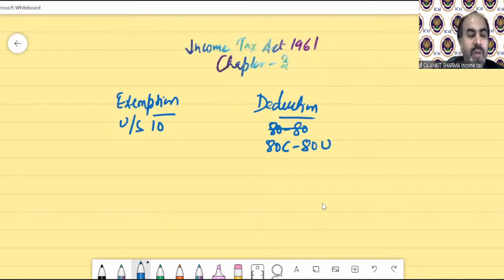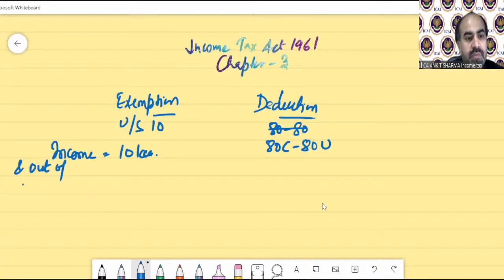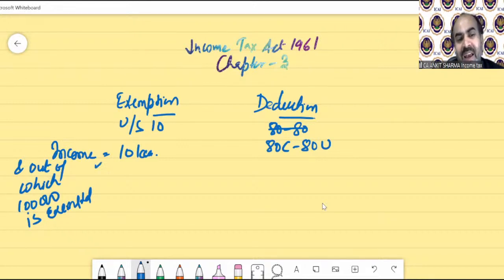So what will happen is, if your income is 10 lakh rupees, and out of which 1 lakh is exempted income, then I will write your GTI like 9 lakh rupees. So exempted income will not form part of your GTI. So I'll take only 9 lakh rupees, and on 9 lakh tax will be calculated.